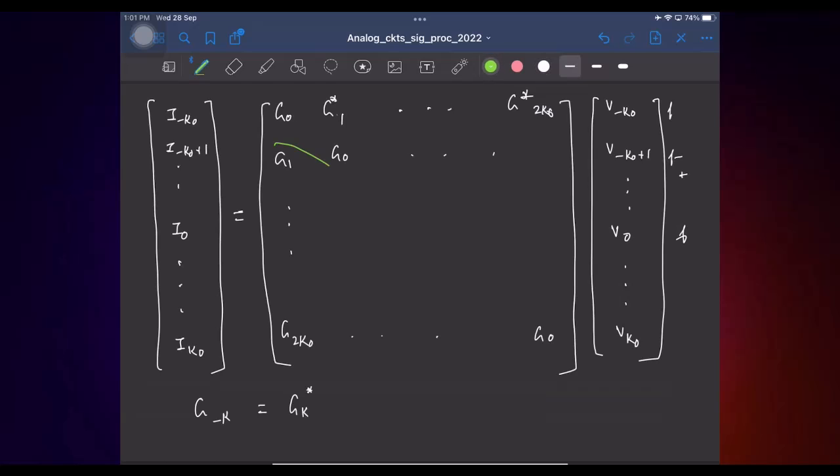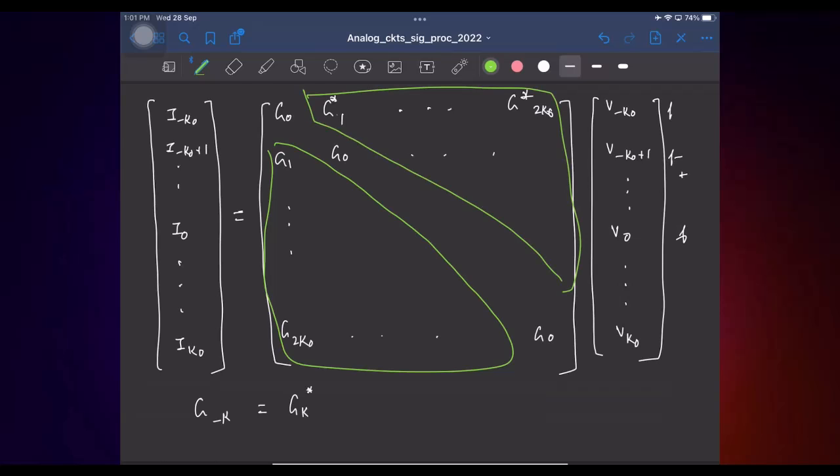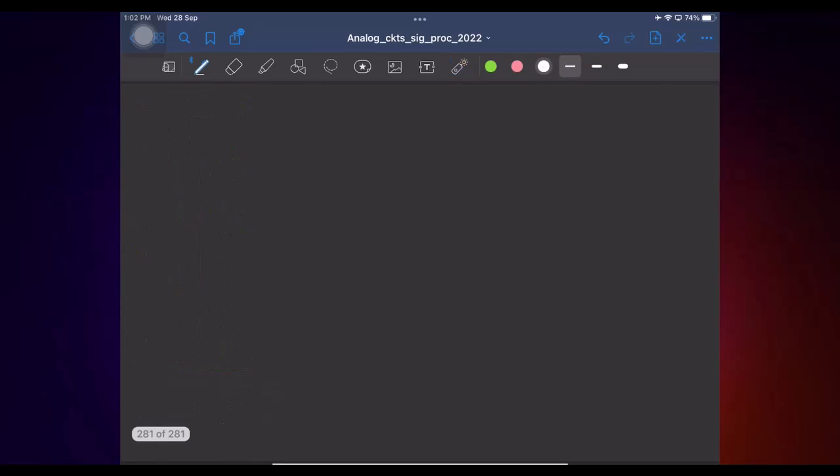And now if you look at this section of the matrix, they are just conjugates of each other. So what kind of matrix is this? It's a Hermitian matrix. I mean, basically the conjugate transpose of the matrix is the same as the matrix. That makes your life simple because you don't have to find all of these. You find one half of the matrix, the other half is filled. Right? So now you can write I as some G times V.